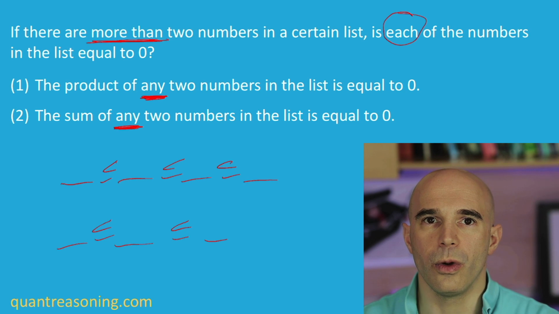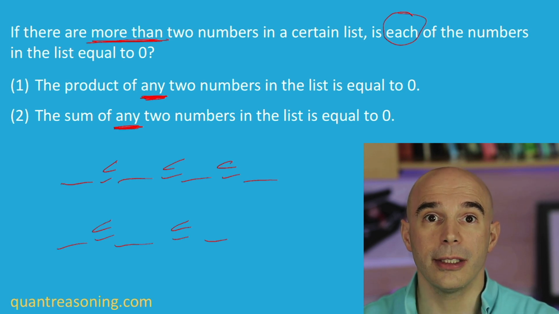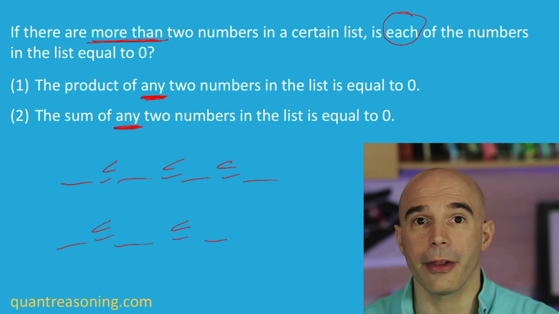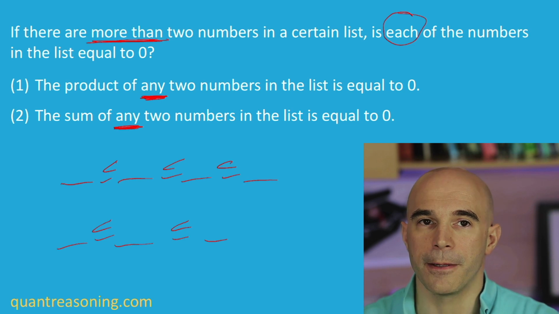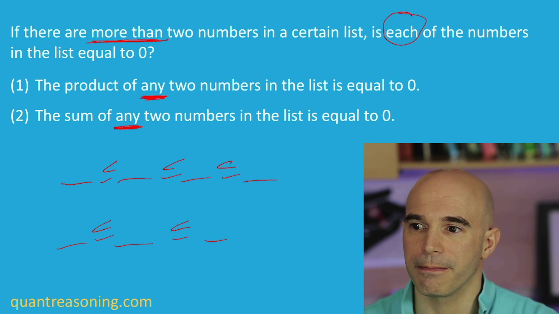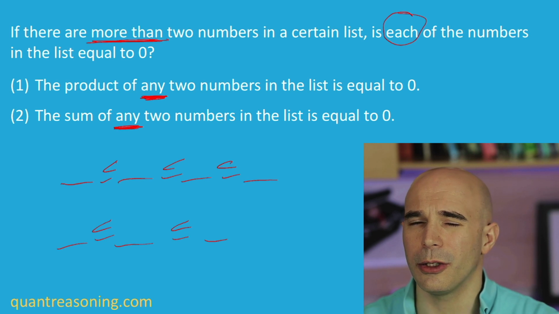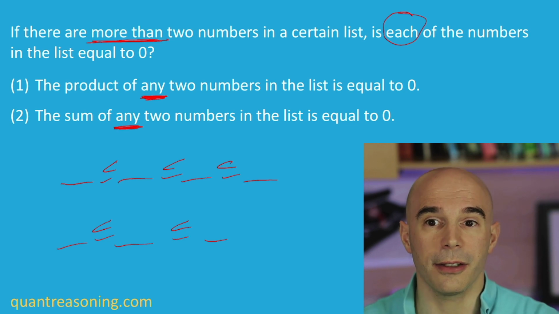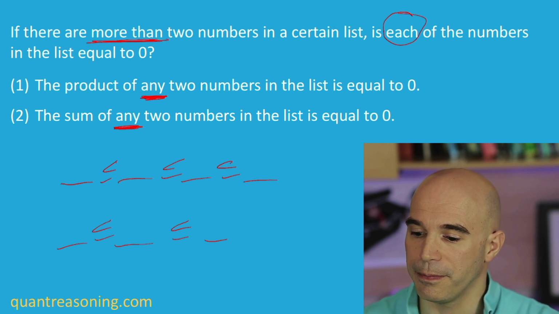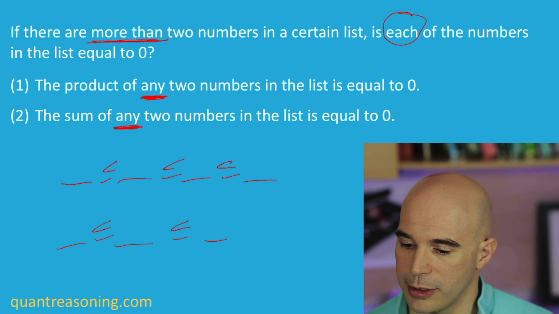So if only one of the numbers is non-zero and all of the others are 0, it would still be true that any product of any two numbers you choose is always going to be 0. And the reason is that in order for a product of two things to be 0, you only need one of them to be 0. The other one doesn't need to be 0. So as long as you only have one non-zero number, any product of any two numbers will be 0. So it is possible to get a no. Statement 1 is not sufficient on its own.